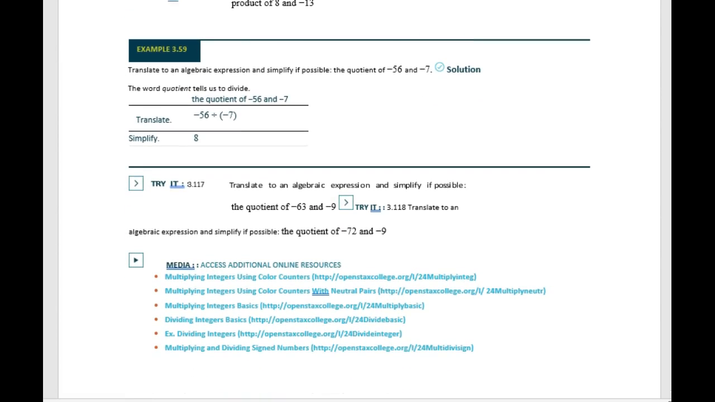So the other big word that we need to be careful of for this section is quotient. If I know that product tells me to multiply, then I know that quotient is going to tell me to divide. So we always start with our words of what am I supposed to do, and then figure out where your values go from there.